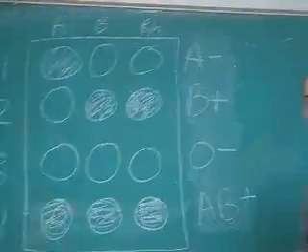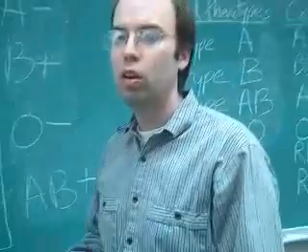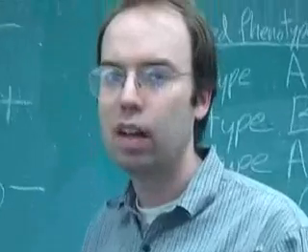Okay. Just to sum it up, I want you to remember that A and B are codominant to each other. O is recessive to both A and B, and Rh positive is dominant to Rh negative.